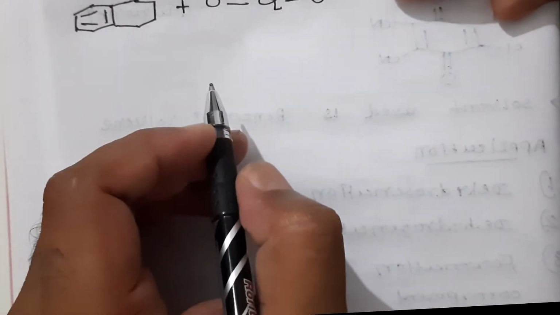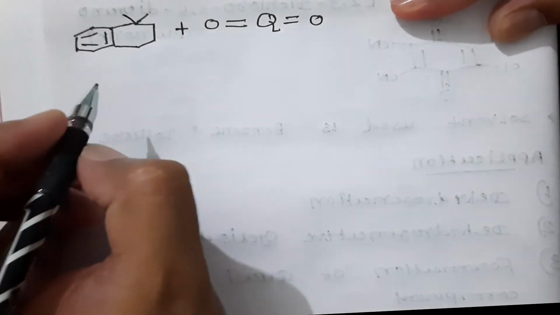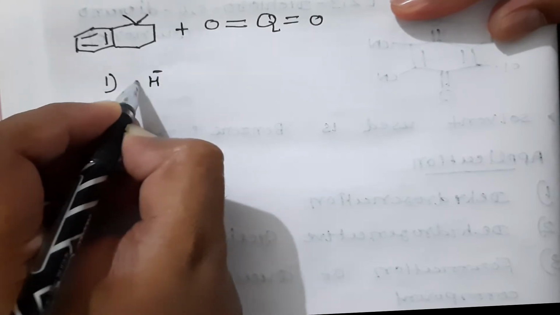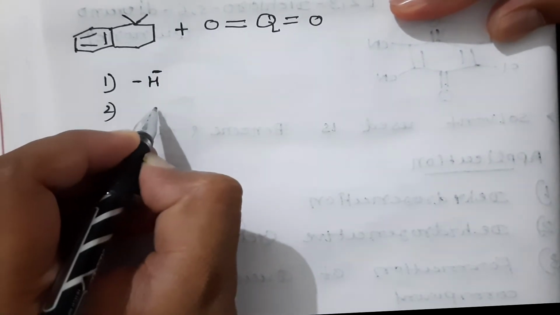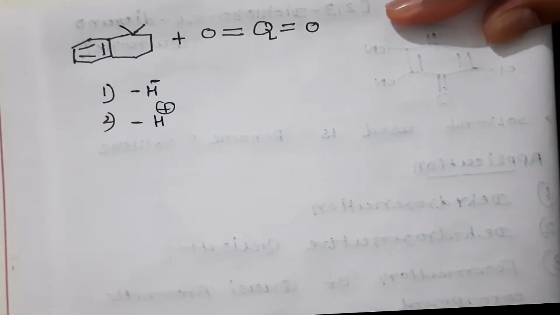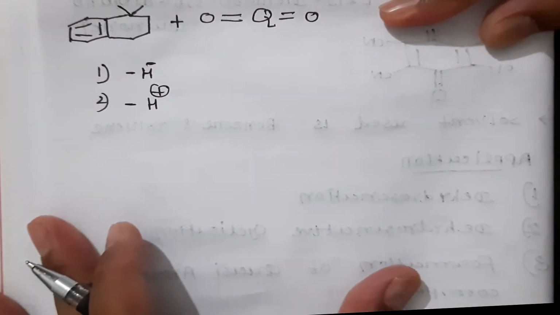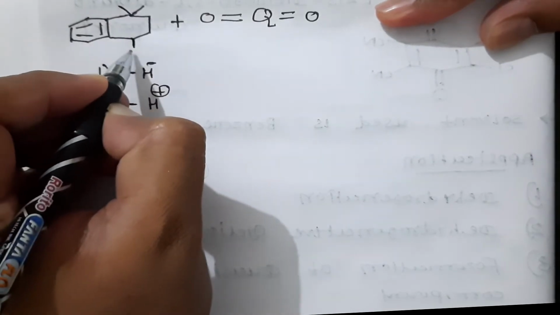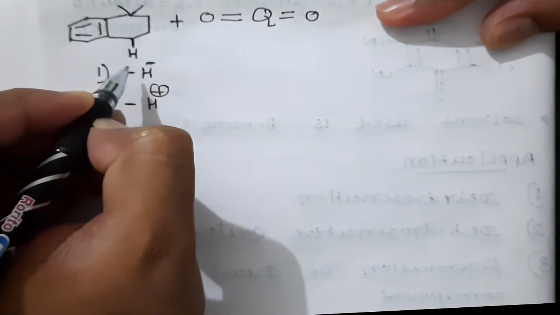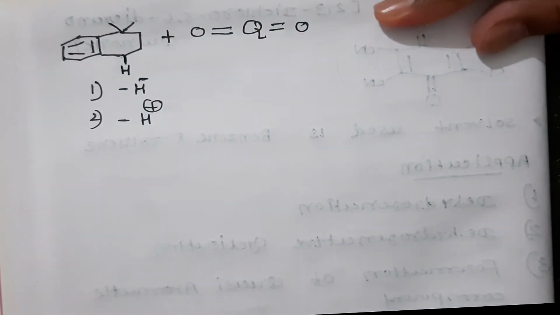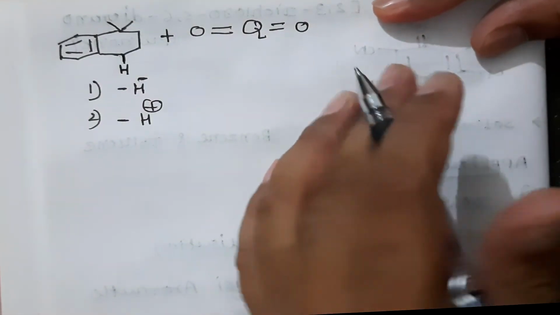So what happened in the first step? In the first step, H minus is removed, and in the second step, H plus is removed. So finally, H minus and H plus make a bond, with removal of two hydrogens and formation of a new bond. So first, which hydrogen is removed? The first hydride ion is removed from the active site, and this is the active hydrogen. This is benzylic hydrogen. After removal of H minus ion, there is a formation of carbocation.